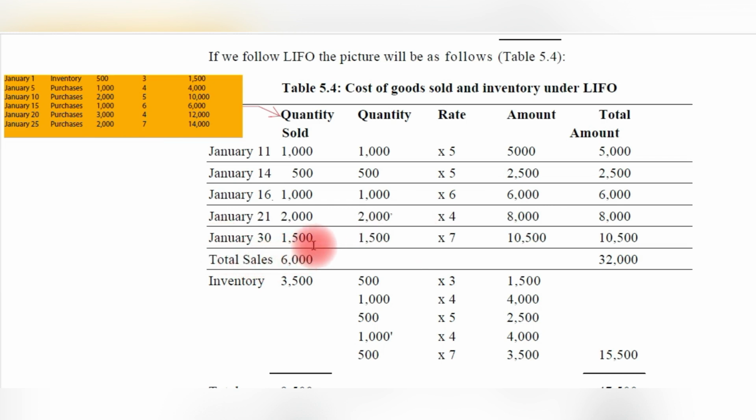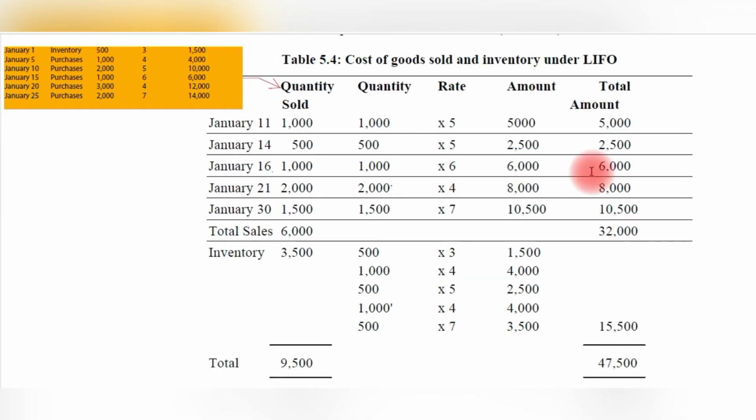On January 30, 1500 units were sold. Before January 30, what are the latest goods that were purchased by the company? Here on January 25, they purchased 2000 units, each of 7 rupees. So 7 rupees will be the cost price, and take 1500 units from here, each of 7 rupees, and take it as the cost of the goods sold. So the total units sold by the company here is 6000, and the total cost of the goods sold, if we total all this, comes to 32,000.